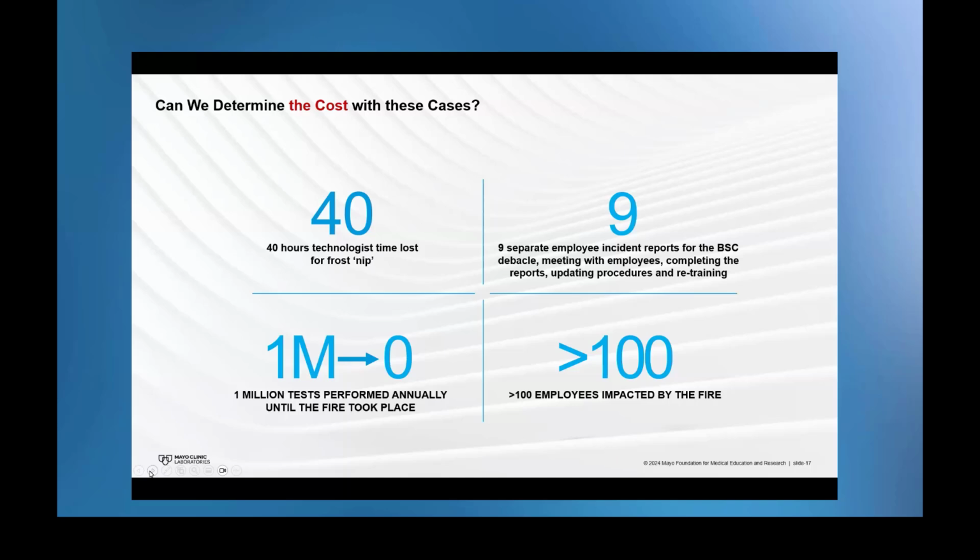And by far the worst case was the fire in the lab. This laboratory had an annual volume of 1 million tests per year until that fire took place. Over 100 employees were impacted in some way. And when I say impacted, the impacts run the gamut. Some were exposed to smoke, some needed time away from work to recover from that, or simply from the stress of what took place. Some were redeployed to different work areas to continue working, but in a space that they maybe did not enjoy or want to be in because they were missing their regular work.